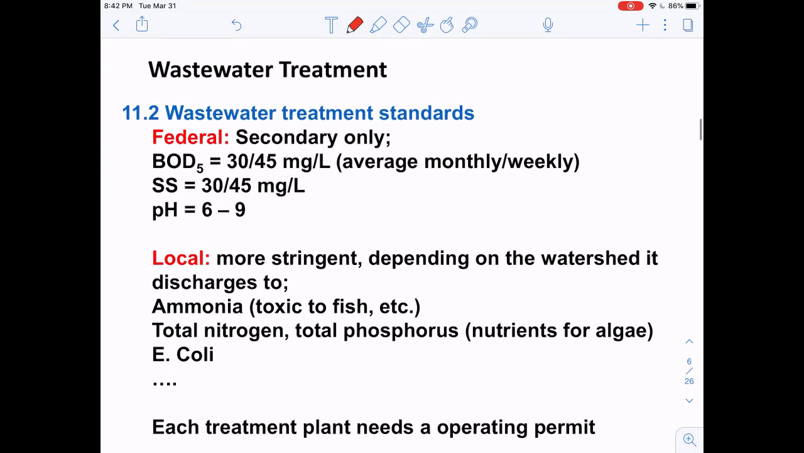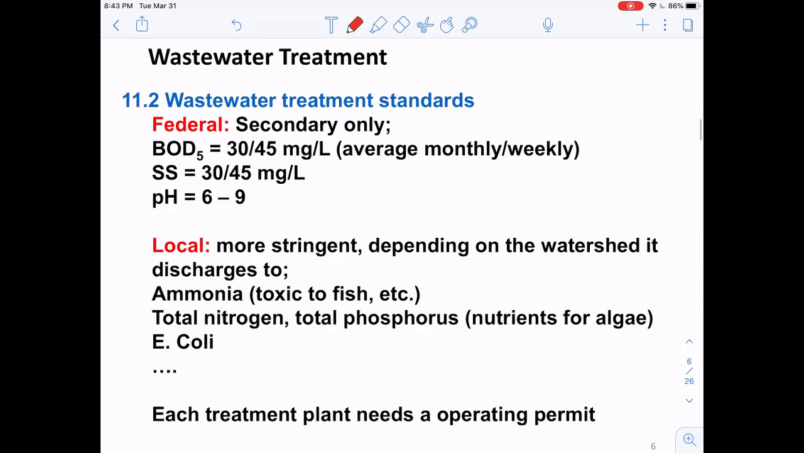And the reason why we want to treat the wastewater is that people set up standards, right? We don't want to emit all of this wastewater into the environment, because that causes hazards to the ecosystem. So that's why we set up these standards.